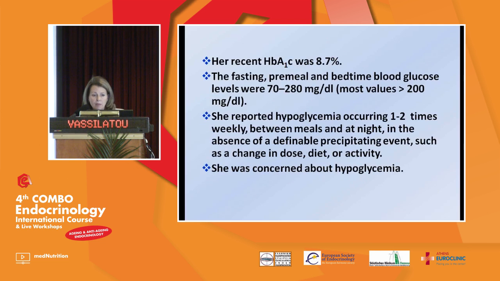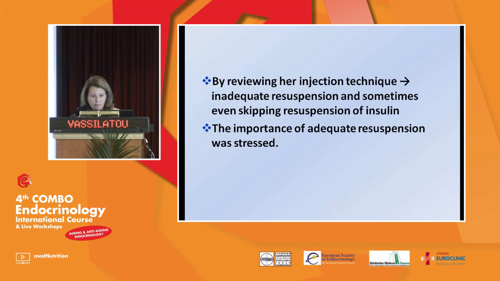8.7. The fasting, pre-meal and bedtime blood glucose levels were between 70 and 280 milligrams per dl, with most values exceeding 200 milligrams per dl. She reported hypoglycemia occurring 1 to 2 times weekly between meals and at night in the absence of a definable precipitating event such as a change in dose, diet, or activity, and she was concerned about hypoglycemia.